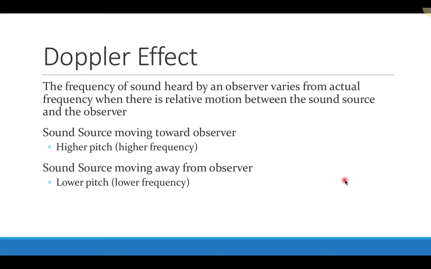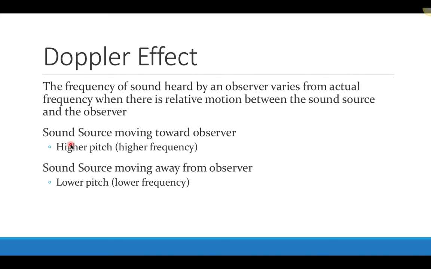So the last topic in this presentation is the Doppler effect. The Doppler effect is basically an effect that occurs when a source or an observer, it doesn't matter which one, are moving relative to one another. And what happens is that when the source of a sound or the source of a wave is moving with respect to an observer of the wave, the frequency of the observer is different than the frequency of the source.